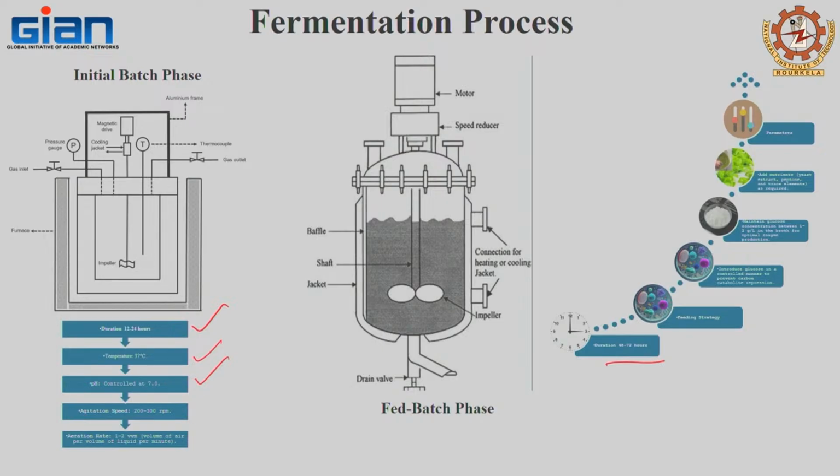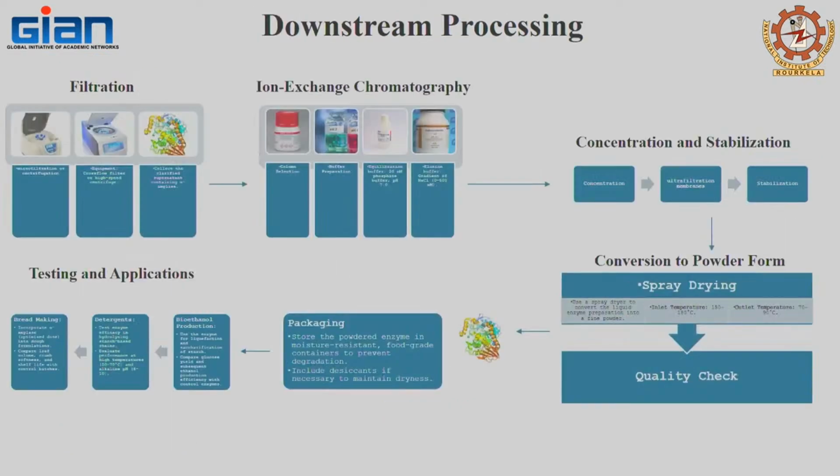Then we went to the downstream processing part. The downstream processing, first of all, includes filtration. As he told earlier, our product is extracellular, so we don't want the cell; our product is in the broth itself. So first of all, we filter out the cells and biomass collected in the broth, with the help of filters. And then we went for centrifugation. We want to remove all the heavier particles with the help of centrifugation.